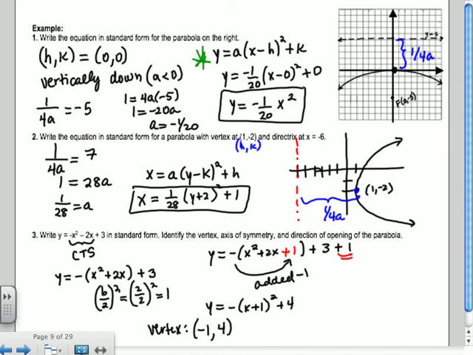Is it opening upwards, downwards, right, left? So if you need to sketch it out, that's okay. I always had to sketch these out. So here's negative 1, 4. It's opening downwards. So what's the axis of symmetry? No, it's vertical. It's right here. X equals or y equals? X equals negative 1. Good. So x equals negative 1. Do we have everything else? Vertex, axis of symmetry, direction of opening. We got it all.